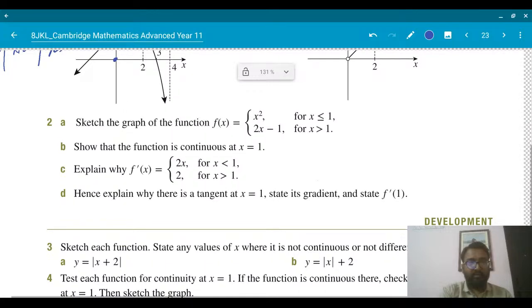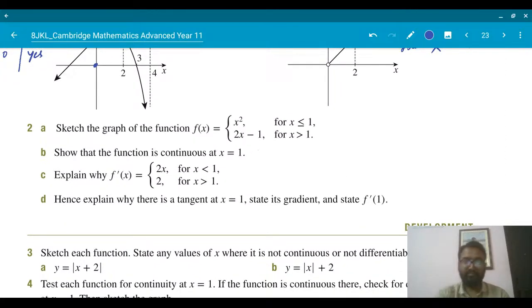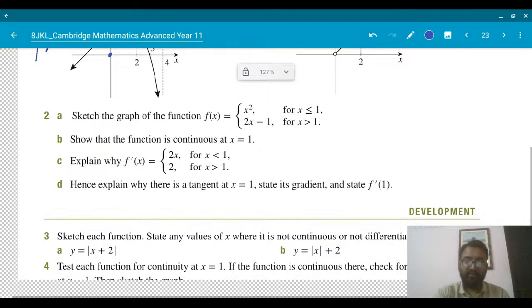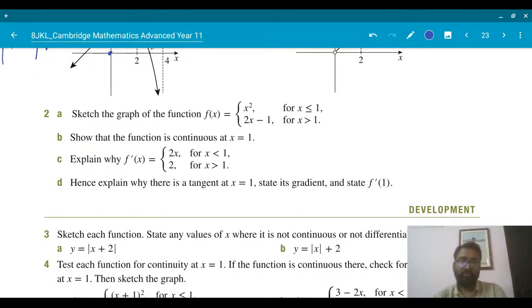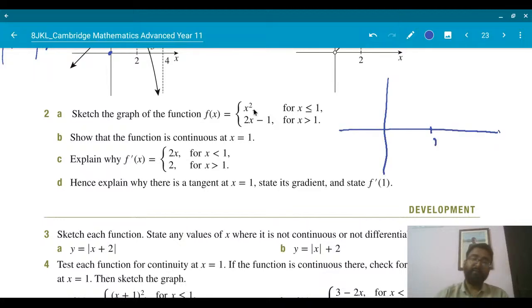Similarly, sketch these graphs. You have to sketch and you have to think. This will give students a lot of knowledge about the basic functions and how we have to plot them. This is the most important. Here the function changes at x equals 1. To the left it is a parabola. Do you know the parabola graph y equals x square looks like this? Until x equals 1, it is a parabola, so your graph is like this.